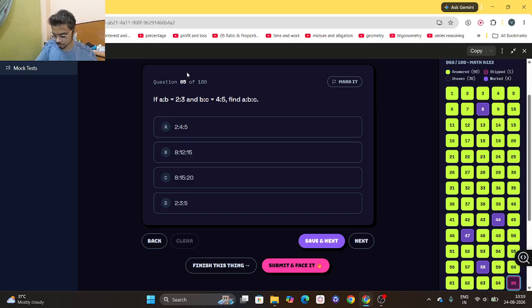A is to B. So A upon B is equal to 8 upon 12 and B upon C is equal to 12 upon 15. So A is to B is to C is equal to 8 is to 12 is to 15.